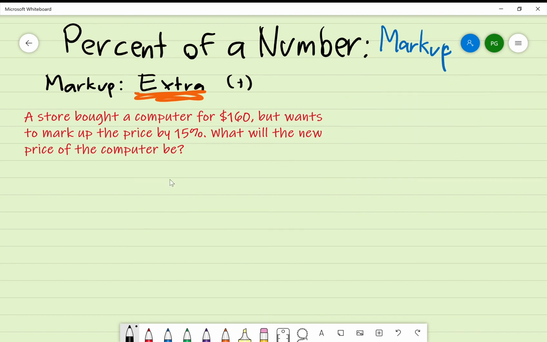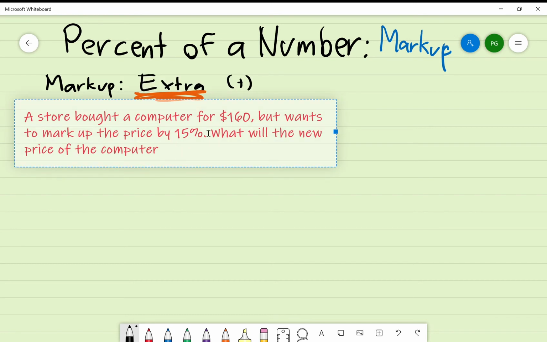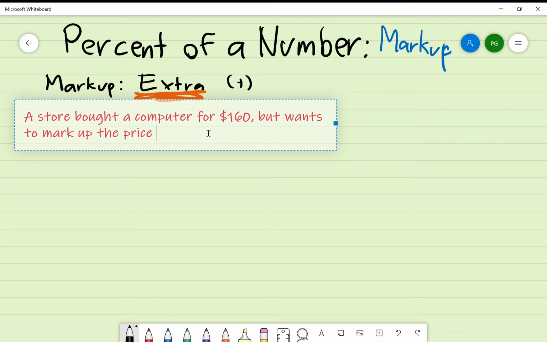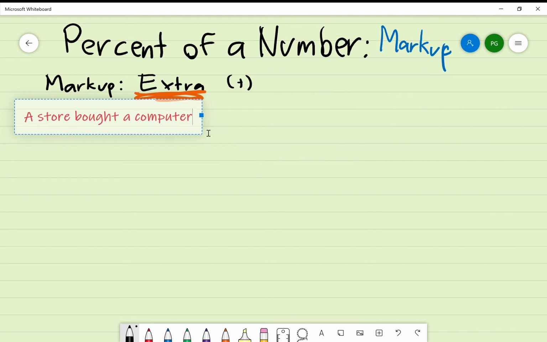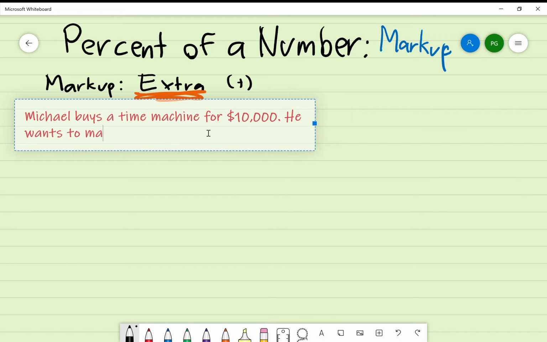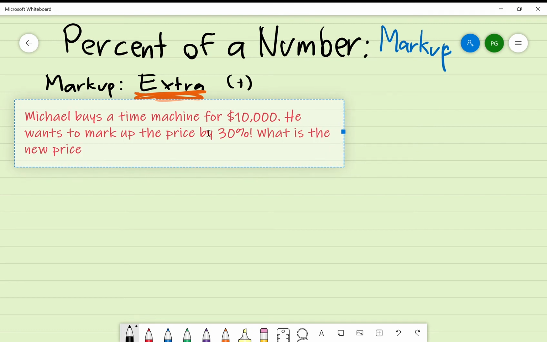Okay. Let's say here that, let's pick a name. All right, let's pick Michael. Michael buys a time machine for $10,000. Not bad for a time machine. So Michael buys a time machine for $10,000. He wants to mark up the price by 30%. What is the new price of the time machine?